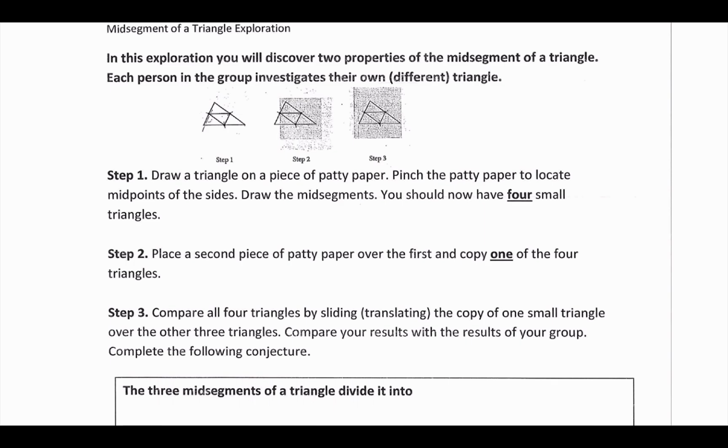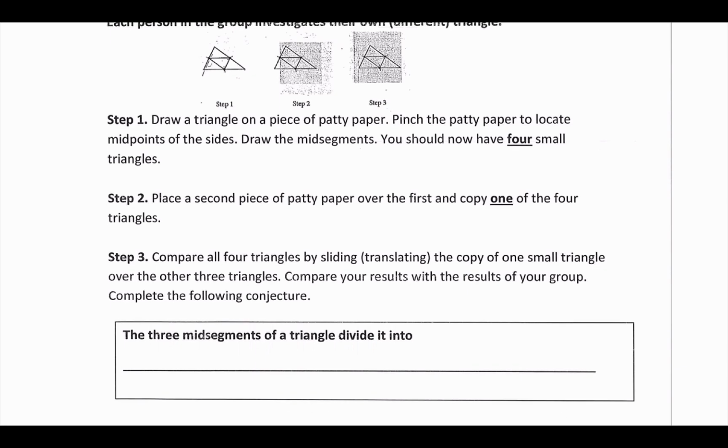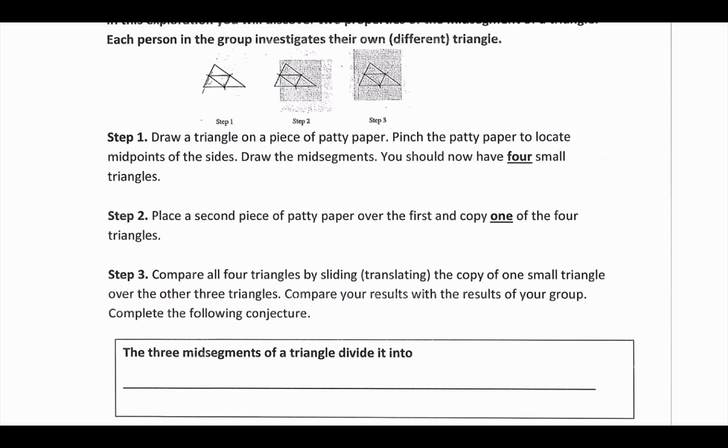All right, here we go. Little exploration. So if you take a look, step number 1. On one of your sheets of patty paper, go ahead and draw any type of triangle. Does not matter. Okay? And I would make it fairly large. Make it a fairly large triangle, so you've got a little bit of room to work.